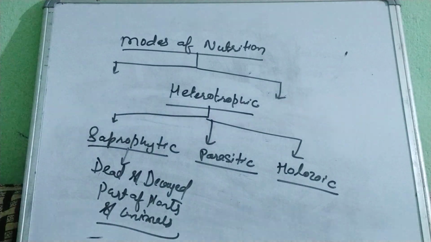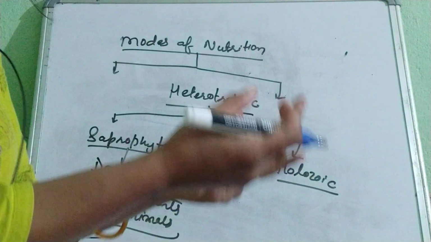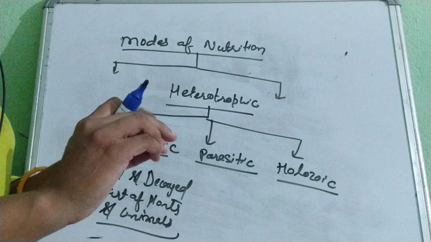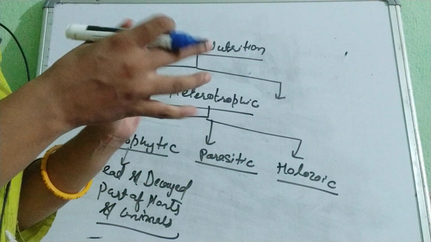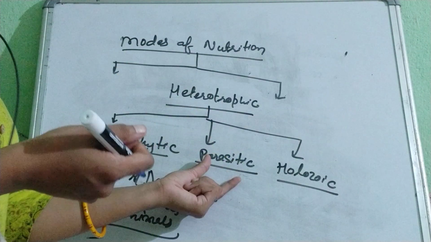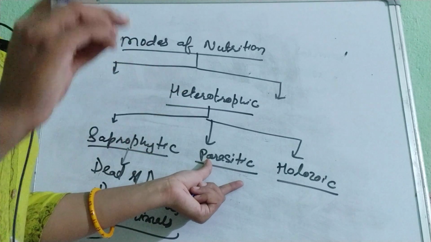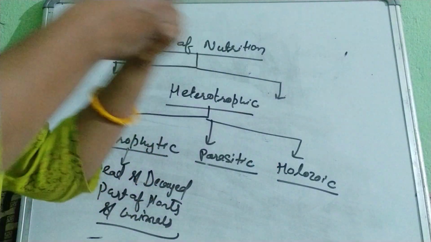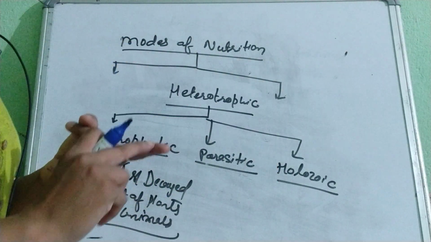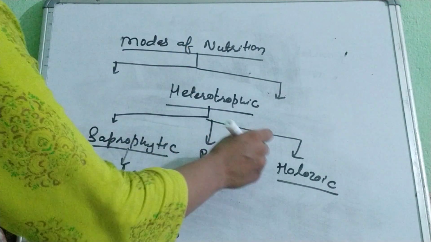And parasitic means what? Very simple. In the case of parasitic, some organisms live outside and some live inside the living organism. If they are living outside or inside to obtain their food, they are called parasites. Once again I am repeating: those organisms which live outside or inside of a living organism to obtain their food are called parasites, and that mode of nutrition is called what?